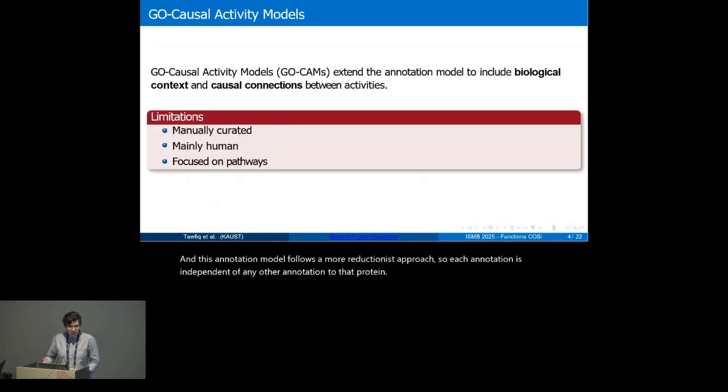GO has tried to overcome this recently using the GO causal activity models, or GO-CAMs, which extend this traditional annotation model to include things like biological context and causal connections between activities or annotations. But there are still some limitations, because the GO-CAMs are only manually curated, so they're very few. They're mainly human, and they're only focused on pathways, which are only a subset of biological systems.